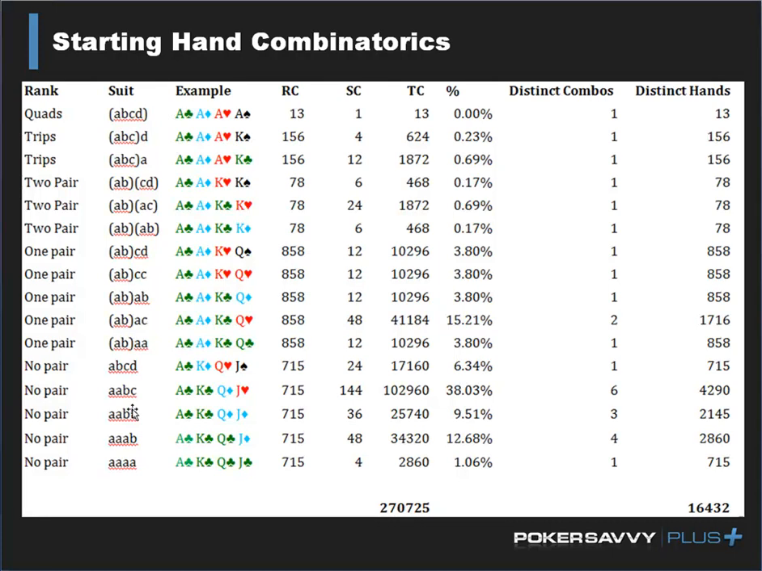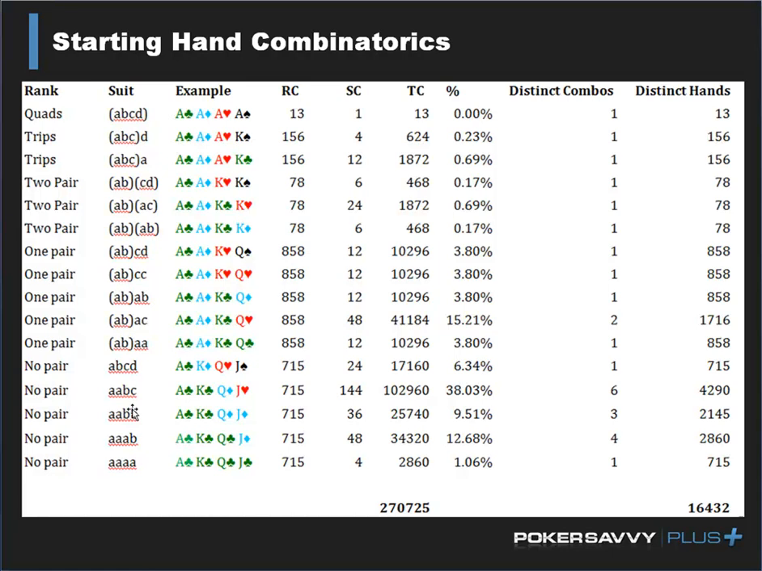The rank list on the side is obviously pretty straightforward, I think. The suit notation, there's 2 things going on in that column. One is anytime the ranks are identical, they're surrounded by parentheses. So on quads, for example, A, B, C, D, all 4 of those cards are the same rank, so put parentheses around all of them.